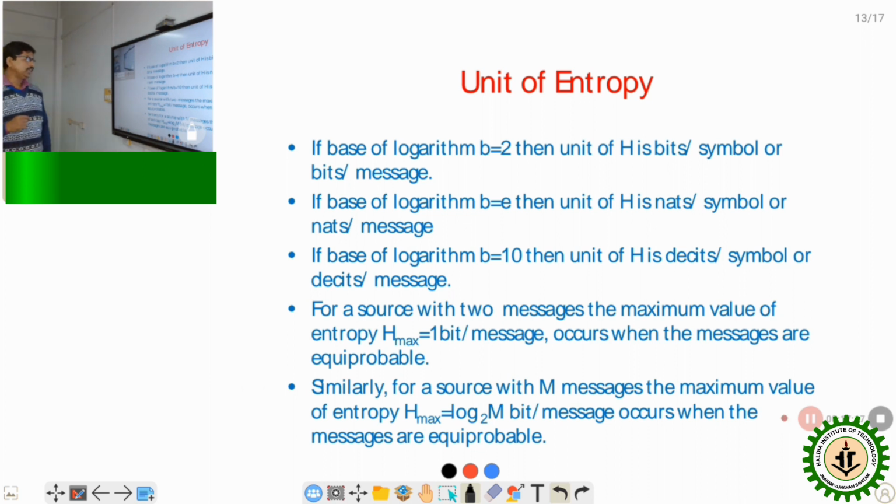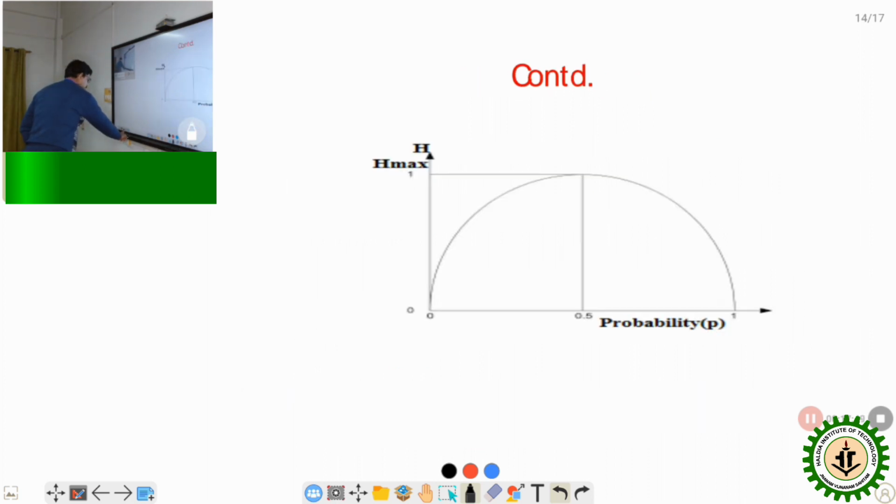For a source with 2 messages, the maximum entropy H max equals 1 bit per message when they are equally probable. Suppose 2 events M1 and M2 have the same probability, P1 equal to P2, then the maximum entropy will be 1 bit per message. Similarly, for m equally probable events, the maximum entropy will be log m to the base 2 bits per symbol.